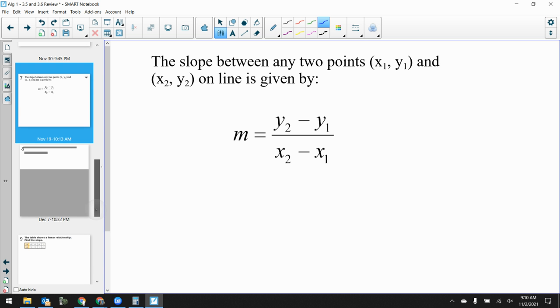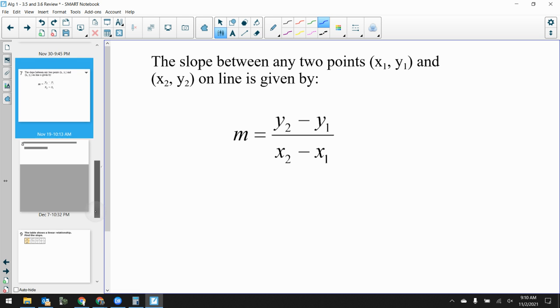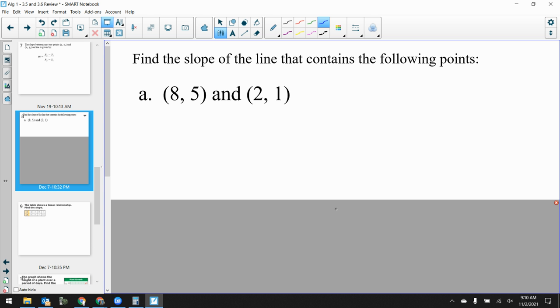Why is x and y in the same parentheses on the top when it should be both y's on the top? Why does the paper say x1 and y1? That's the first coordinate. X, first coordinate x, first coordinate y.